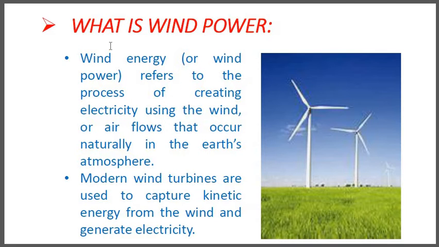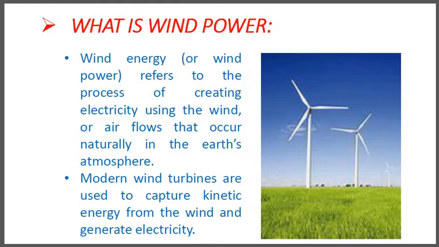So, first of all, what is wind power? Wind energy or wind power refers to the process of creating electricity using the wind or air flows that occur naturally in the Earth's atmosphere. Now, modern wind turbines are used to capture kinetic energy from the wind and generate electricity.